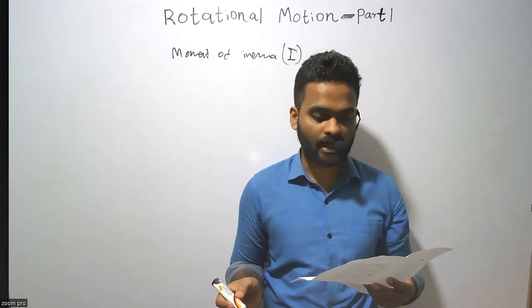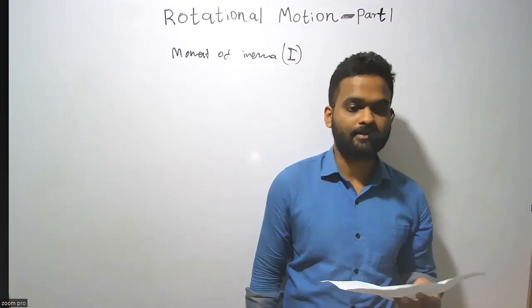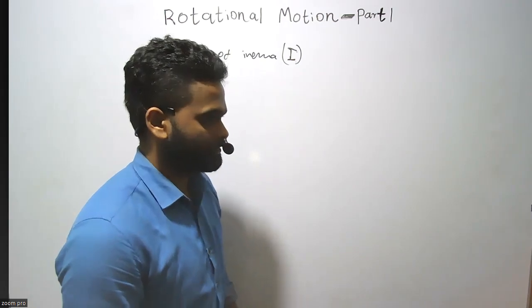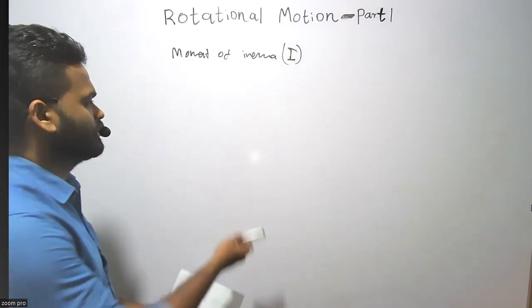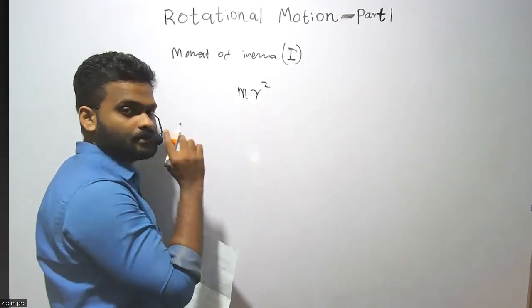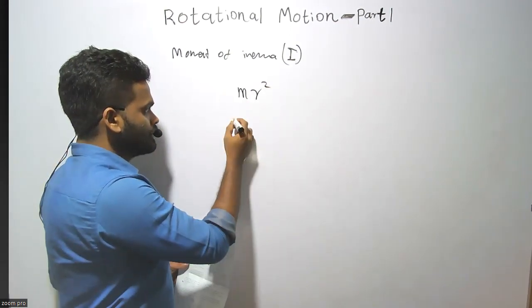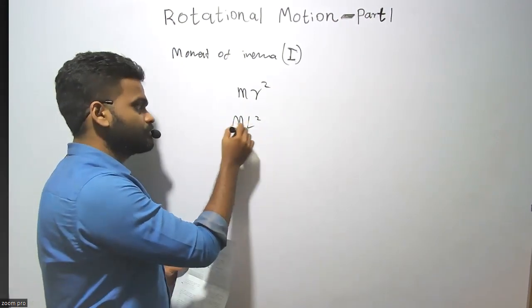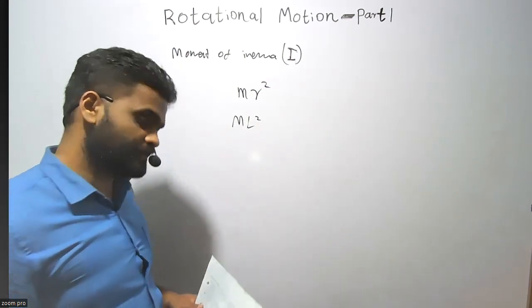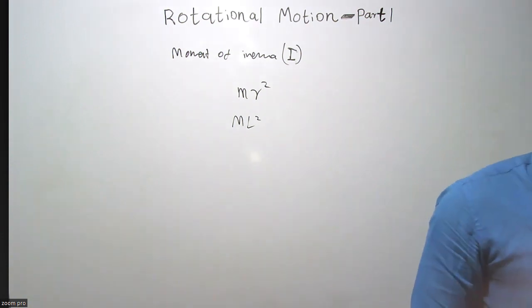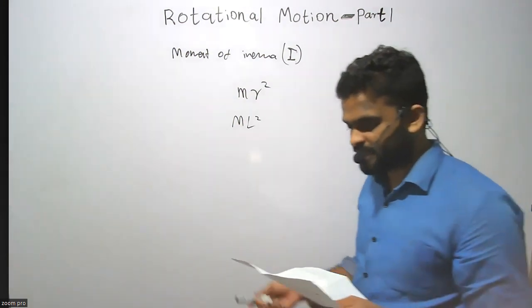So what they ask is the dimensions of moment of inertia. So simply it is mass times distance squared, right? Mass times distance squared. So it should be M L squared. So that is the dimensions of moment of inertia. Mass times distance squared. So the answer should be the fourth one, right? Answer should be the fourth one. Take it down.